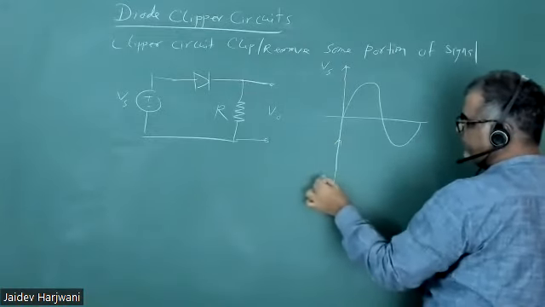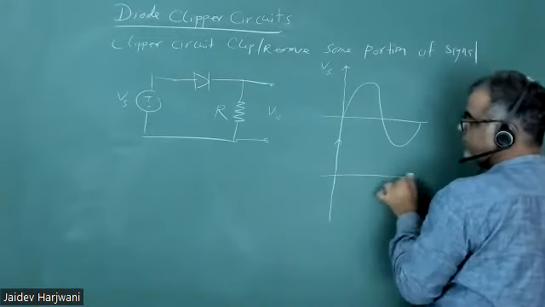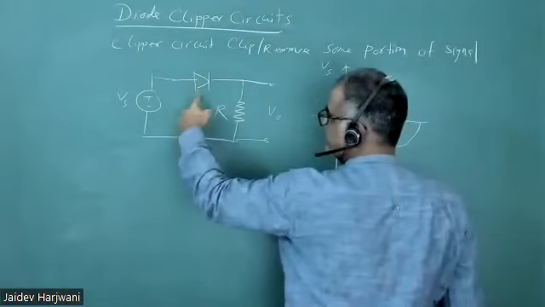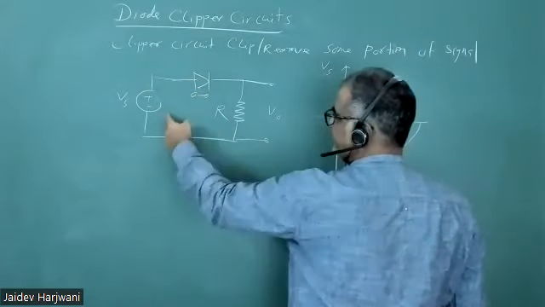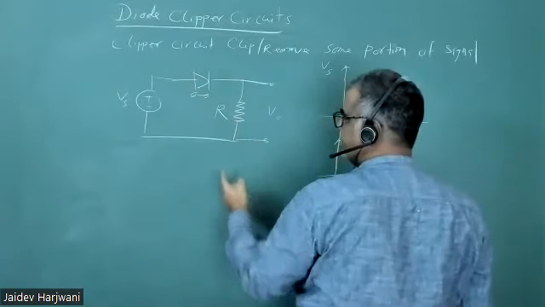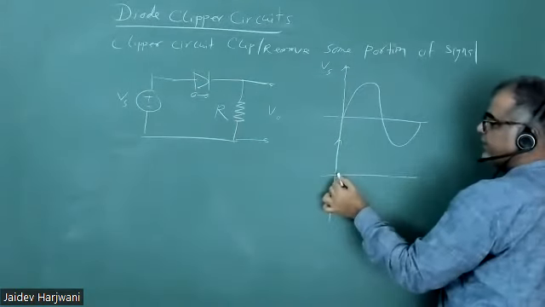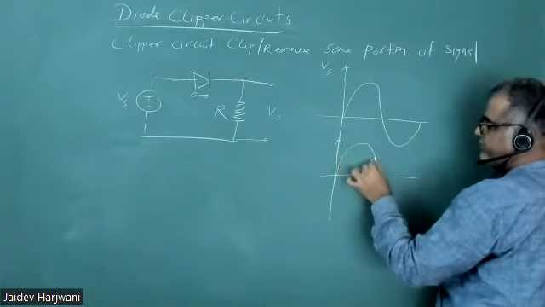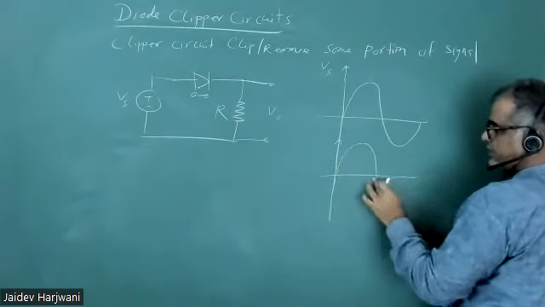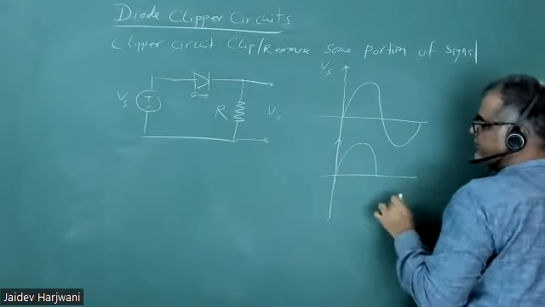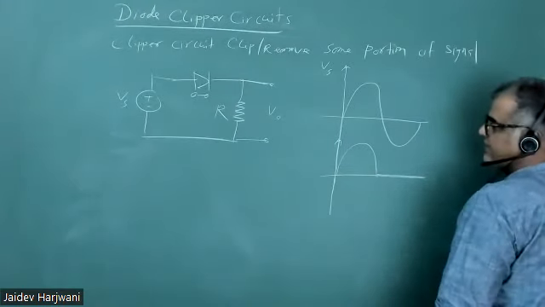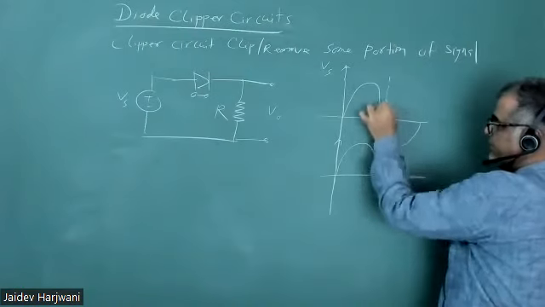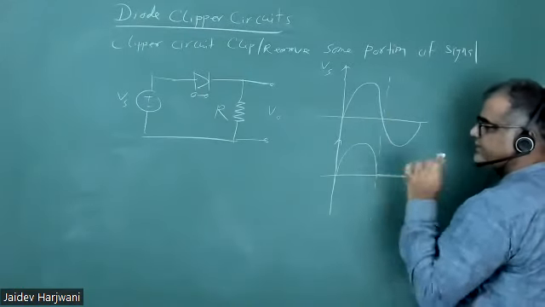So what will the V output be? Tell me. For the positive cycle, the diode will be a short circuit, and for the negative cycle, it will be an open circuit. So you will get no signal at the output for the negative half cycle. So this is the example of a clipper. Rectifiers are examples of clippers.